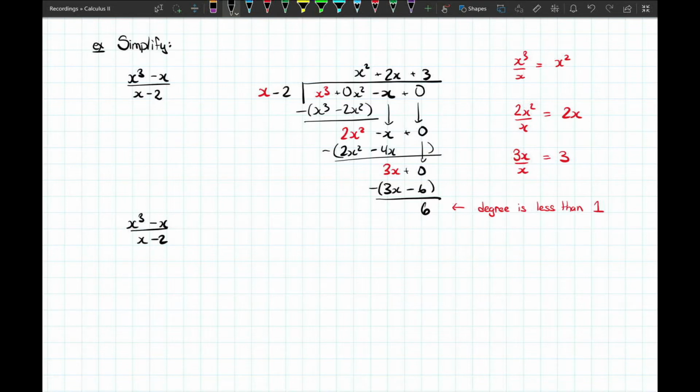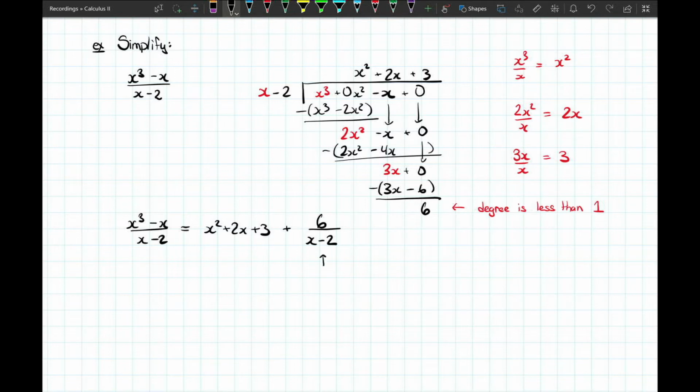Now, we should be able to write our rational expression in terms of its quotient and remainder. When we perform the division, x cubed minus x by x minus 2, we have a quotient of x squared plus 2x plus 3, and a remainder of 6. So we write 6 over x minus 2.